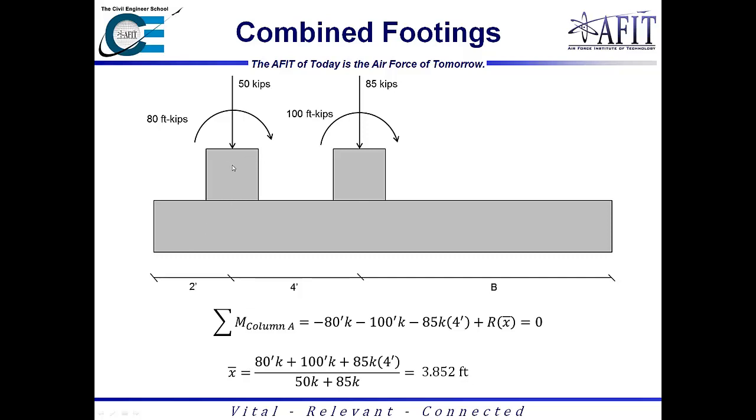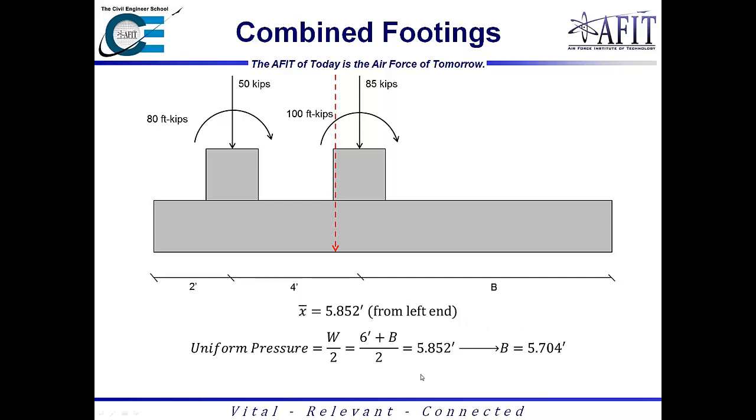From the center line, that places it roughly right over here, somewhere probably within this column. If I take that from the left side, it would be 2 plus 3.852, which gives about 5.85. So, once again, about right here. One thing I will say, I did skip a step here. The resultant has to be 50 plus 85, and I just threw that in there. So if you're trying to follow along with me, that's where the R came from. Just solving this for x, you wind up with this value.